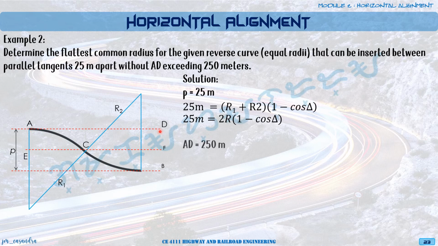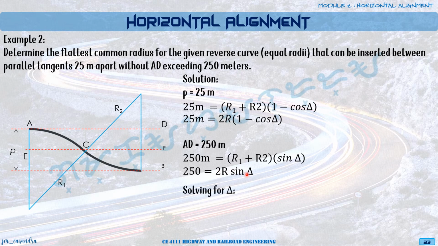So AD now is equal to 250 meters. And from the equations we just mentioned, AD is equal to R1 plus R2 times sine of theta. R1 is equal to R2, so we could rewrite this as 250 equal to 2R sine of theta. So we now have two equations, two unknowns. 2R can be eliminated, so that we can solve for delta.